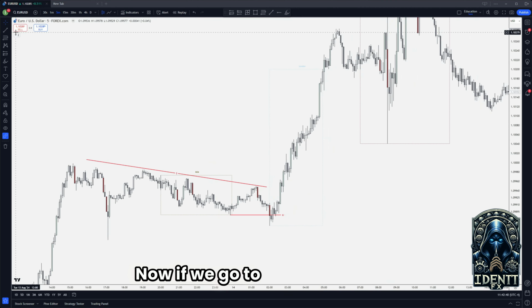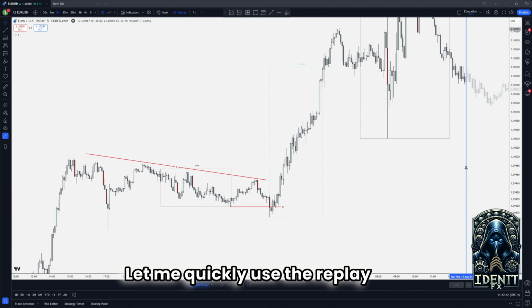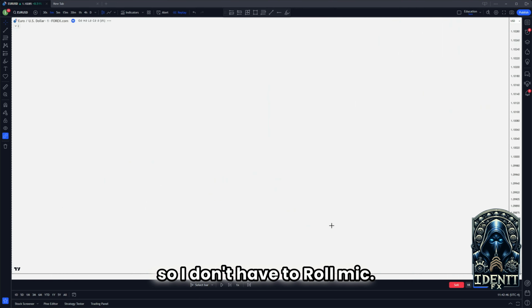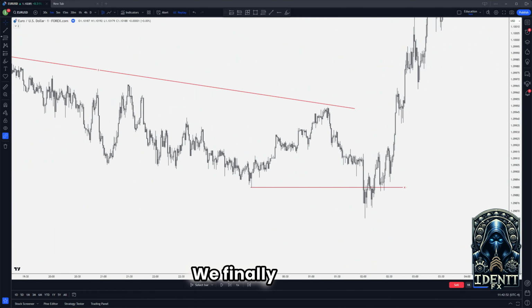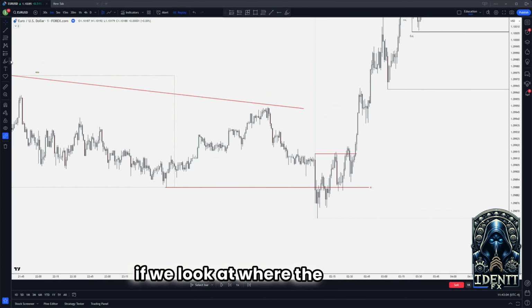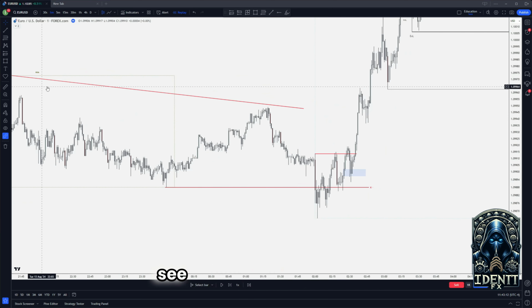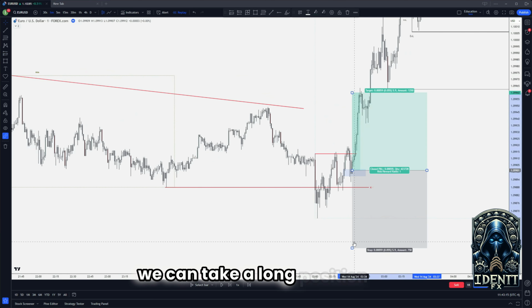higher. Now, if we go to the 1 minute, we quickly use the replay tool so I don't have to scroll my finger off. But here we can see that there was a clear liquidation. We finally get our market structure shift right here. I don't see this as a market structure shift. My students will know exactly why. That is very low probability. And then if we look at where the extreme fair value gap is, we can see that that is right here. We can take a long position off of that.